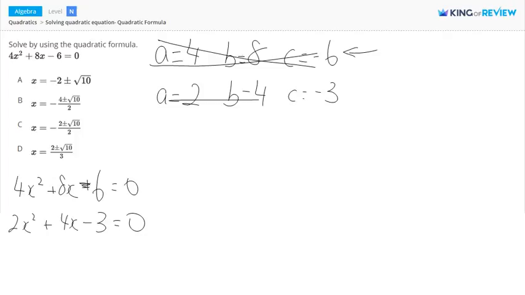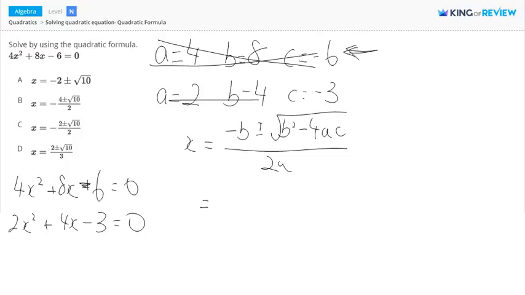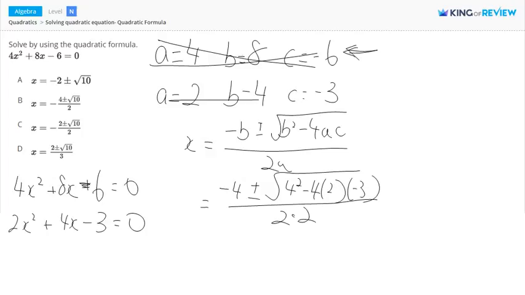That's why it might be a nice idea, although it's not going to give you the wrong answer even if you use these numbers. But anyway, let's apply our quadratic formula. b squared minus 4ac over 2a. And our b is going to be 4, so it's going to say -4 plus or minus square root of 4 squared minus 4 times a, which is 2, times c, which is -3, over 2a, which is 2 times 2.